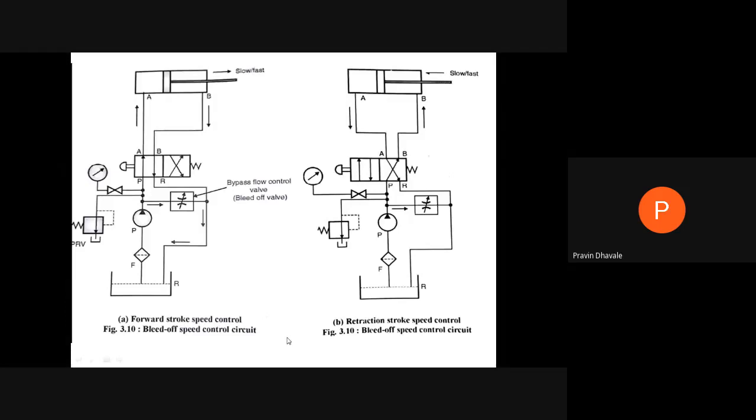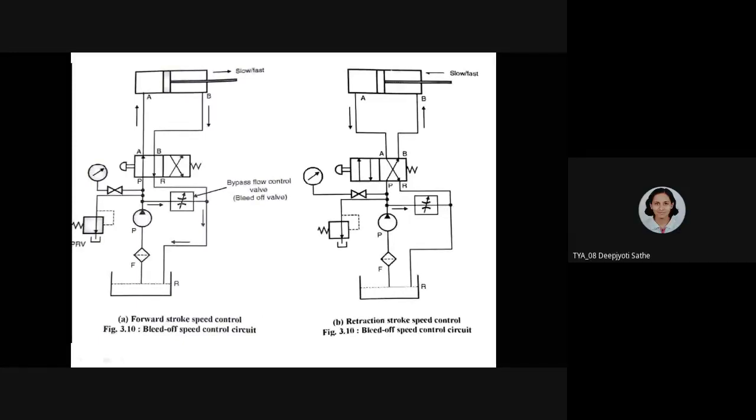Meaning, in case of a bleed-off speed control circuit, we can control forward and backward movement of the piston by providing a flow control valve in a bypass line of the circuit. Are you getting this? Yes, sir.